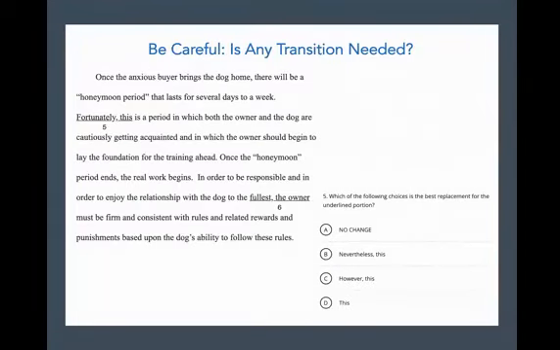And a last little tip before we jump off, be careful on some transition questions and make sure a transition is needed at all. Just because it's a transition question doesn't mean you're going to need any transition. In fact, in this example, we go and find the transition, block it off, and it says first idea: once an anxious home buyer brings the dog home, there will be a honeymoon period that lasts for several days to a week. A honeymoon period. The next idea is that this period is a period in which the owner and the dog are cautiously getting acquainted, and in which the owner should begin to lay the foundation for training ahead. What did they just give us? It seems like it was just a definition of what the honeymoon period is.